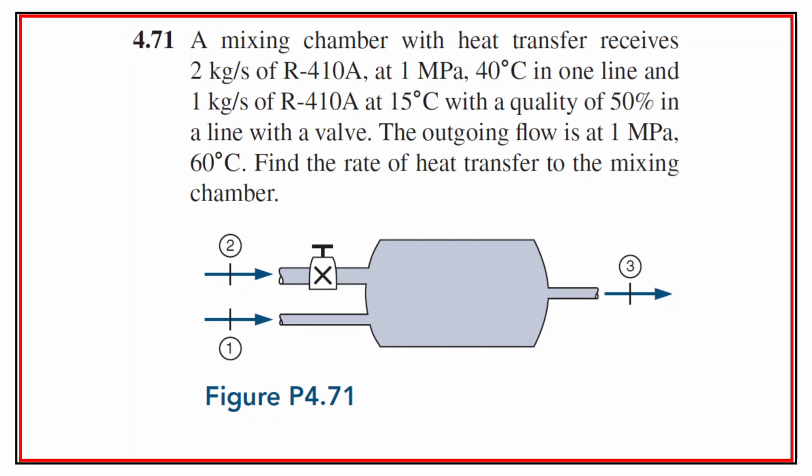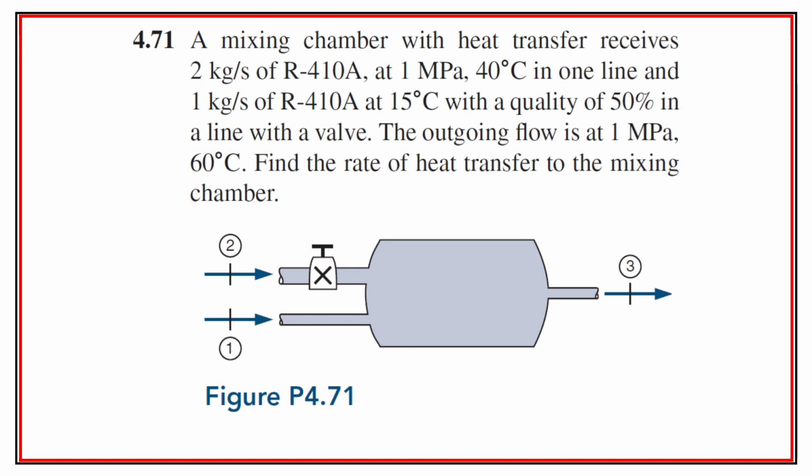We are continuing on with class number 15 with yet another example. Here's one on a Borgnagi. It's problem 471. We have a mixing chamber that receives refrigerant 410A, 2 kilograms per second of it, at 1 megapascal, or 1,000 kilopascals, that is, 40 degrees Celsius, and that's in one line. In the other line, it gets 1 kilogram per second of the same refrigerant. Don't want to mix refrigerants, but this time at 15 degrees Celsius with a quality of 50%, in line with the valve there. The outgoing flow is 1 megapascal.